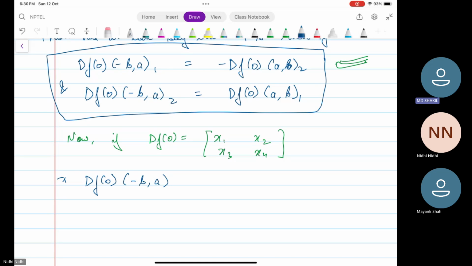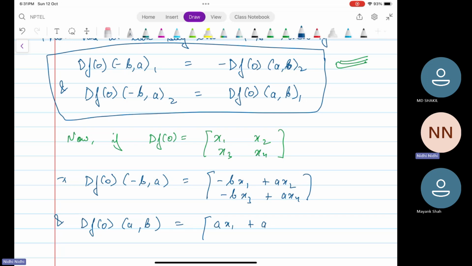Minus bx1 plus ax2, minus bx3 plus ax4. This should be equal to minus df0 at a, b. Okay, what will be df0 at a, b? ax1 plus bx2, ax3 plus bx4.